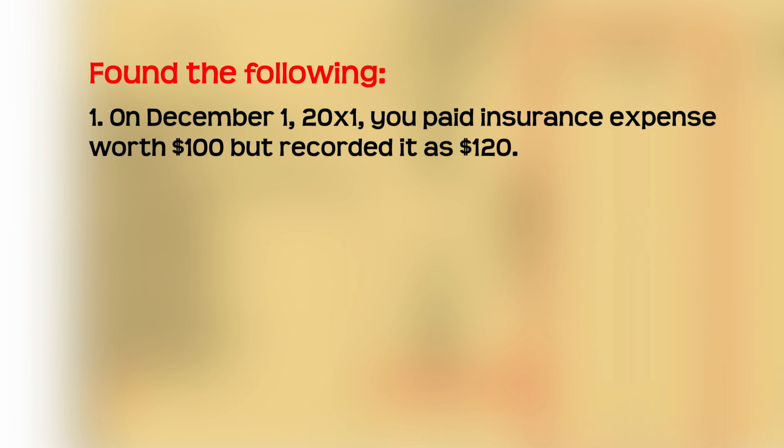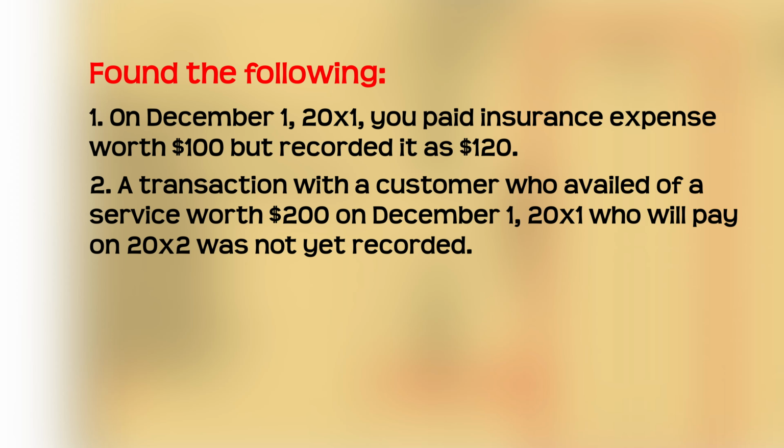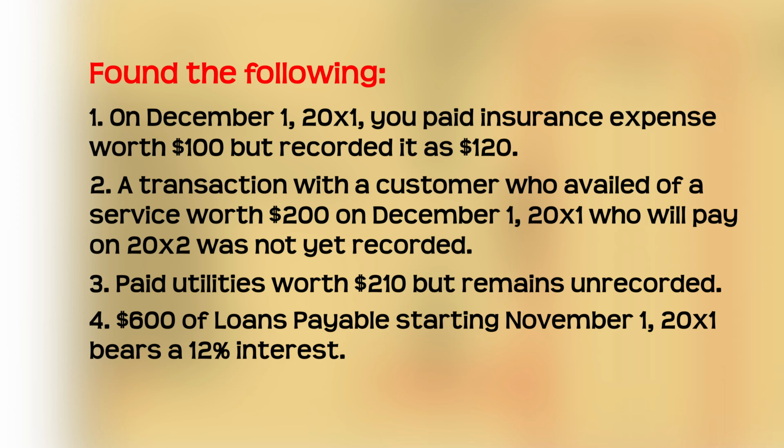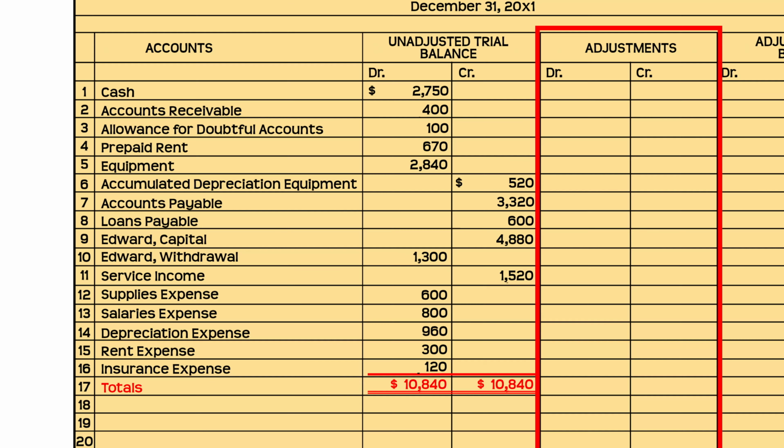On December 1, 20x1, you paid insurance expense worth $100, but recorded it as $120. A transaction with a customer who availed of a service worth $200 on December 1, 20x1, who will pay in 20x2, was not yet recorded. Paid utilities worth $210 but remains unrecorded. $600 of loans payable starting November 1, 20x1 bears a 12% interest. Let's solve these problems one by one using the worksheet.